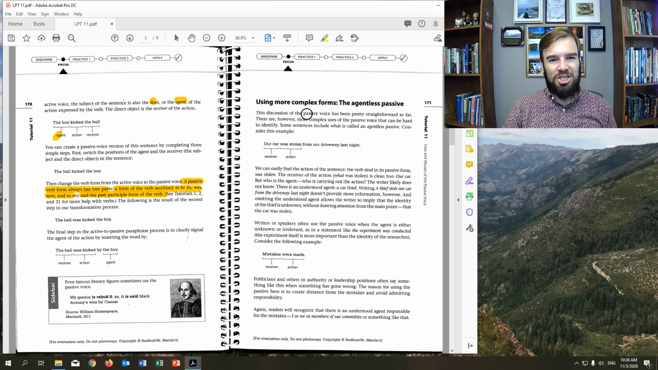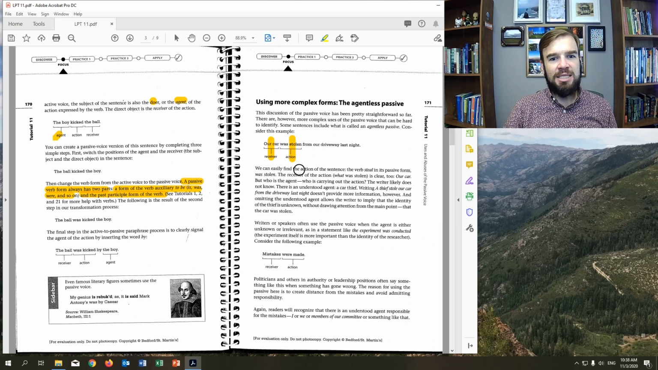So this discussion of the passive voice has been pretty straightforward so far. There are, however, more complex uses of the passive voice that can be hard to identify. Some sentences include what is called an agentless passive. Consider this example: our car was stolen from our driveway last night. This has a receiver, the car, and the action of stolen in the passive voice, but we don't have by and we don't have the agent.